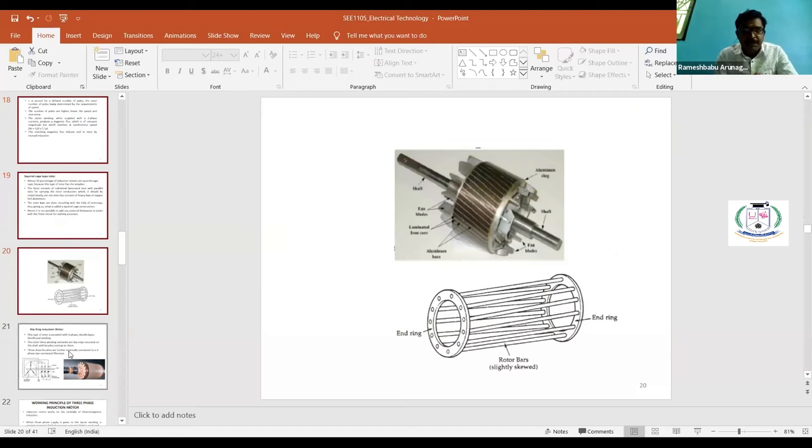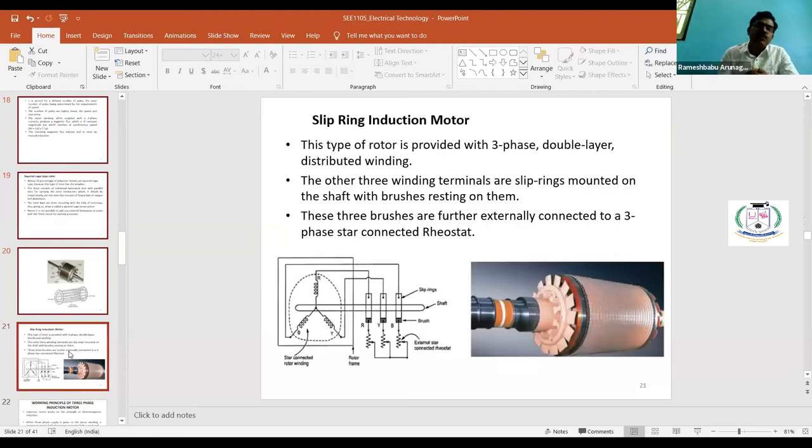Next, the slip ring induction motor. This type of rotor is provided with a three phase winding on one side. On the other side, external resistance may be connected. So where you want a high starting torque, in that application you can go for a slip ring induction motor. In the slip ring induction motor, external resistance can be added. Due to this external resistance, this machine is used where you want high starting torque.